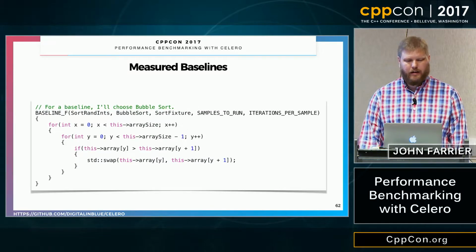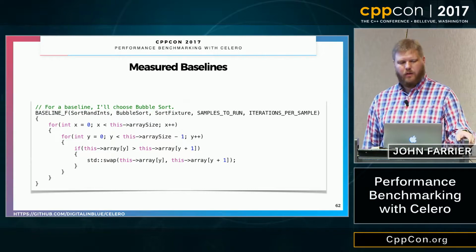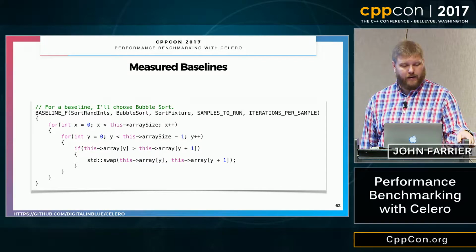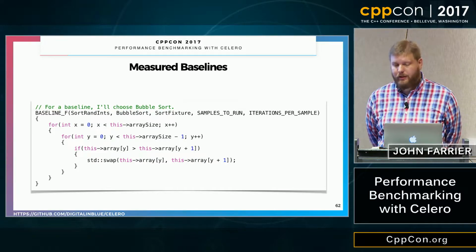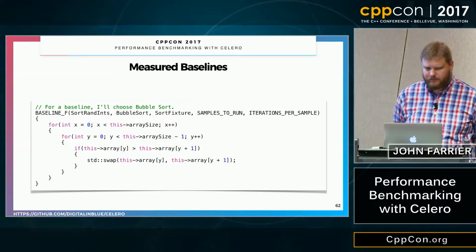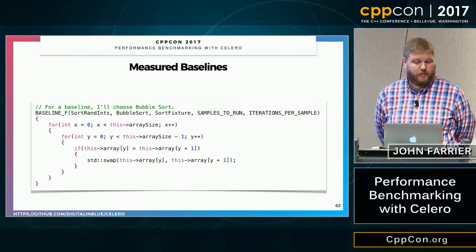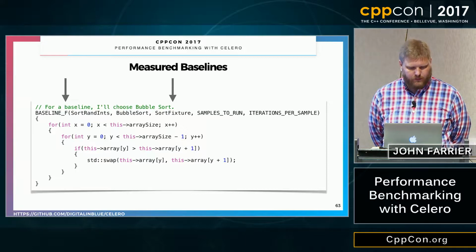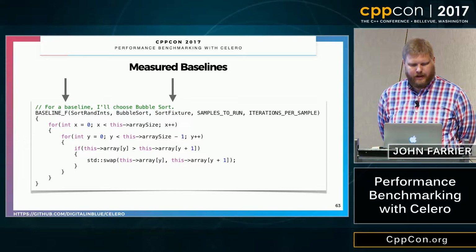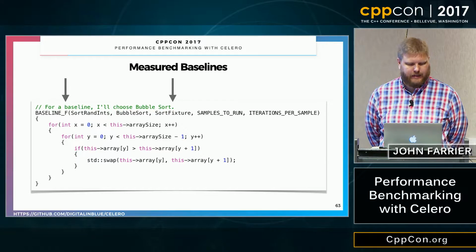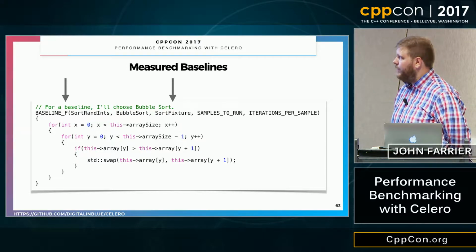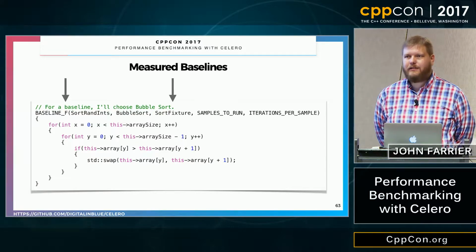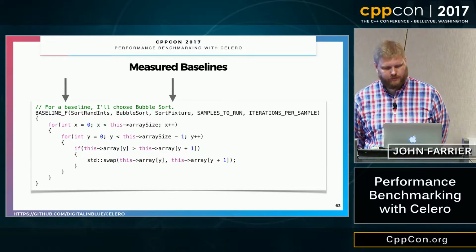So for our sorting random ints, I've chosen the venerable bubble sort as our baseline case, and just put an implementation of bubble sort in the body of the function. You'll see that it has an extra call there. It's got the F on the end to say I want to use fixtures, and then the name of the fixture class is added into the macro itself.